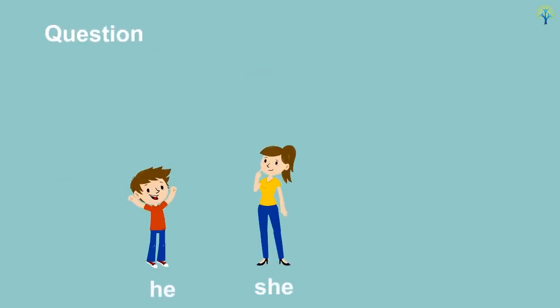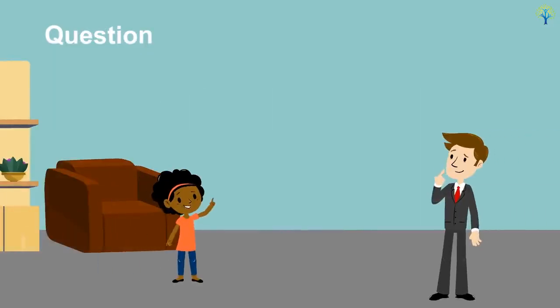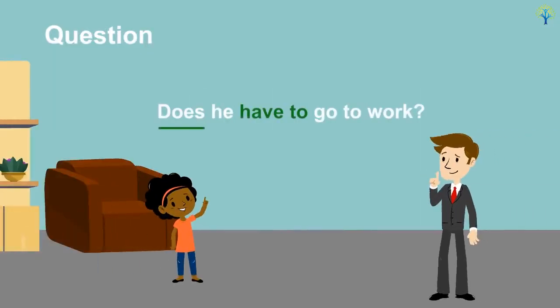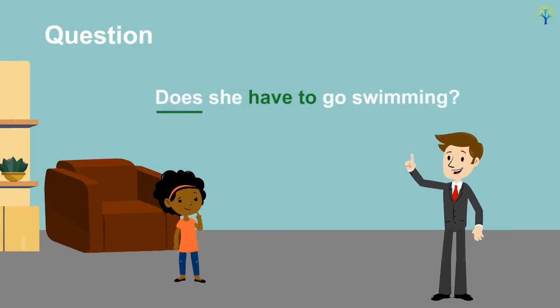To form a question with the pronouns he, she, or it, begin with does, add the pronoun, use have to, and then the action word you're going to take. End the sentence with a question mark. For example, does he have to go to work? Or, does she have to go swimming?